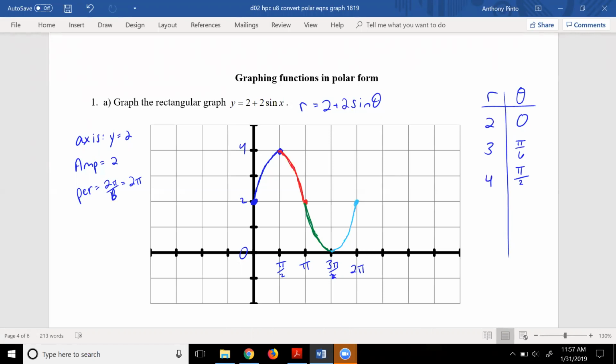And let's find all of the multiples of pi over 6, or rather the ones that occur in each quadrant. So pi over 6, we know 5 pi over 6 is in the second quadrant. So that gives us 1/2 again. It's going to take us to 3. Then we're going to look at pi.